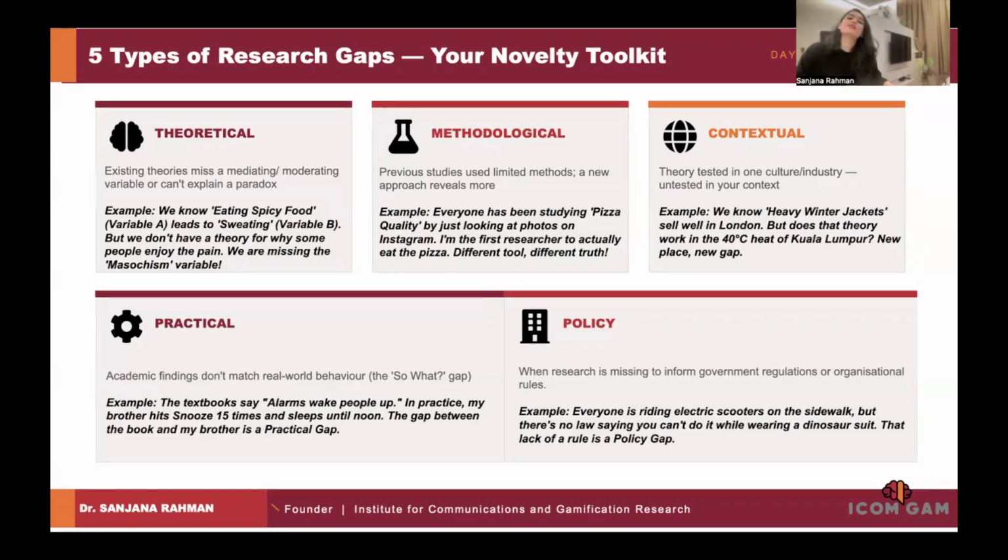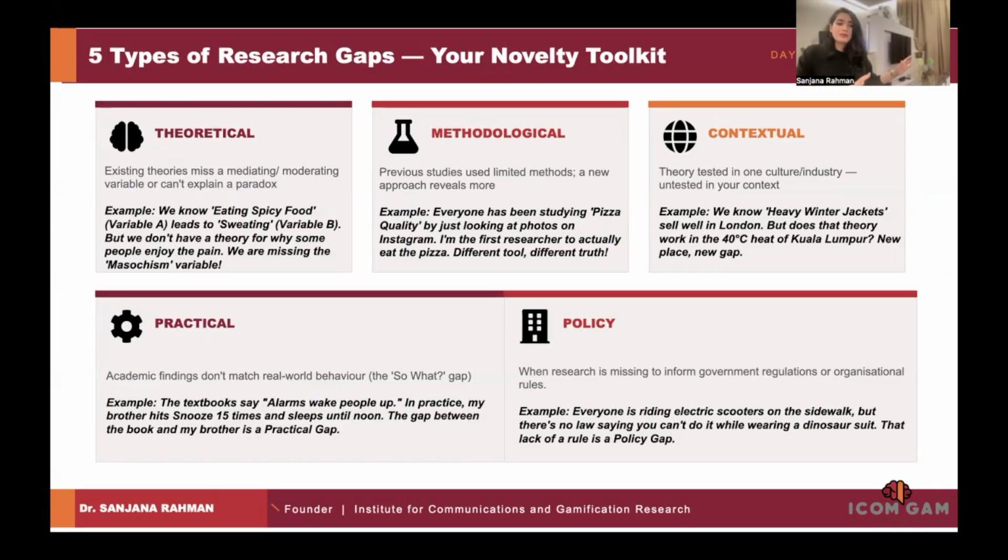The next one is the methodological gap, which means when previous studies use a specific method like qualitative interviews or quantitative surveys that limits the result, and a new method is needed for better accuracy. For example, everyone has been studying pizza quality by just looking at the photos on Instagram. I'm the first researcher to actually eat the pizza. Different tool, different truth.